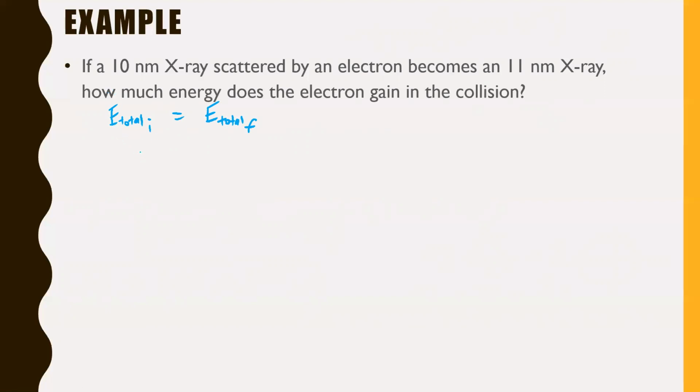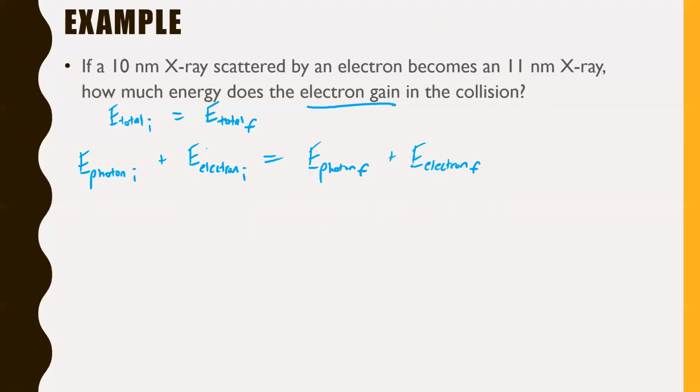Now, what does it mean to have total initial energy? We could say it's the initial energy of your photon, so E photon I, plus the initial energy of your electron, so E electron I, and that's going to equal the final for both of those as well, so E photon F plus E electron F. Now, let's see if we could break this down even further. I suppose we could say that the energy gained is really just the energy gained by the electron. Well, the energy gained by the electron is just going to be the final energy of the electron minus the initial energy of the electron.